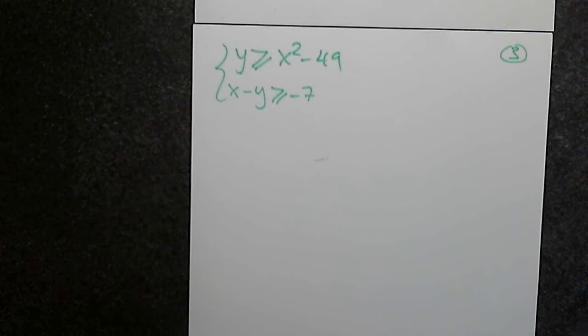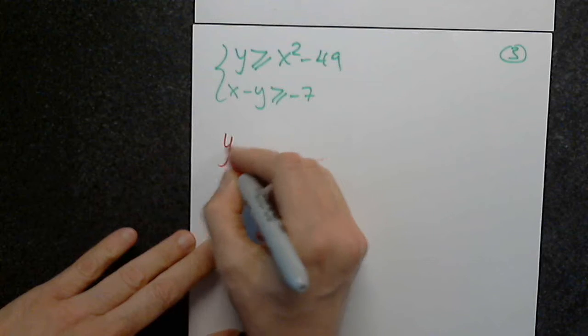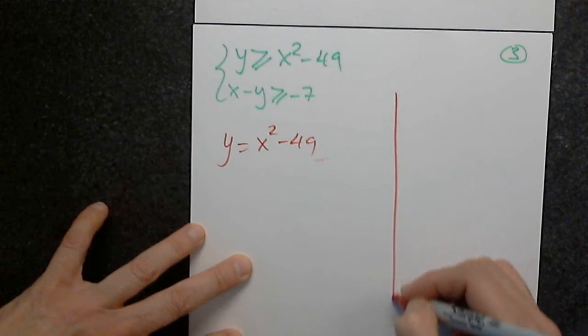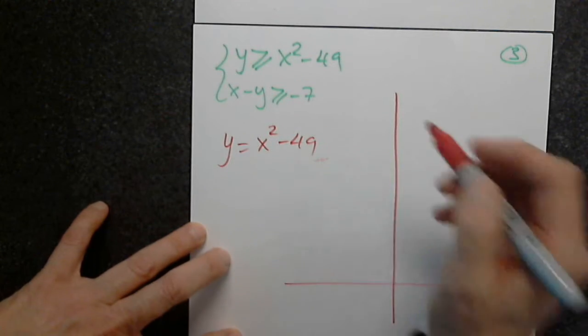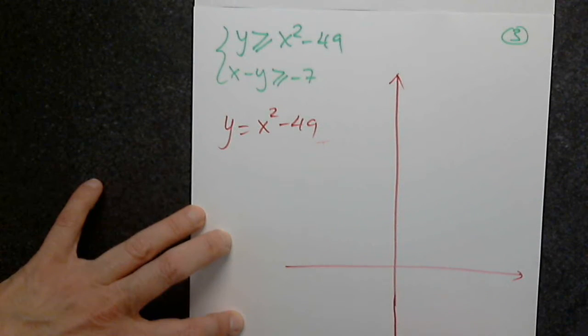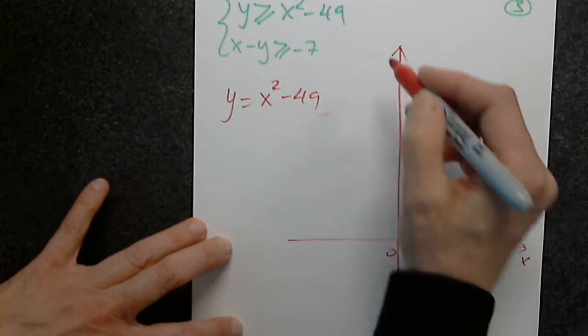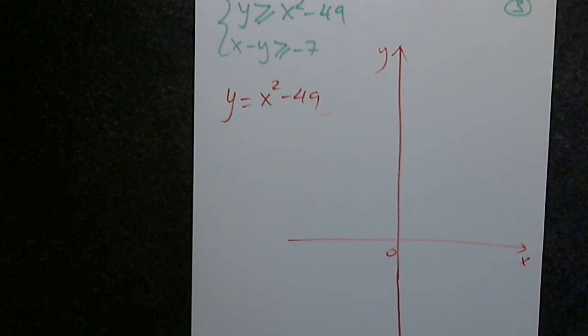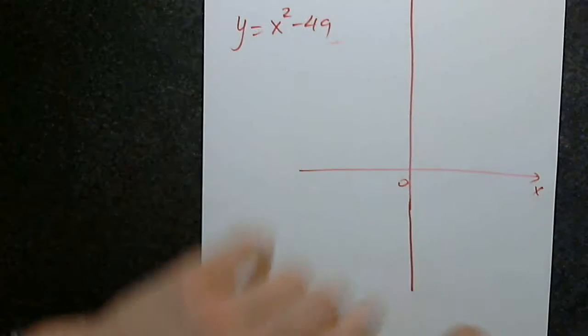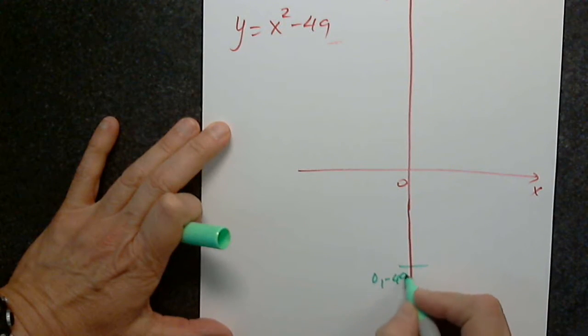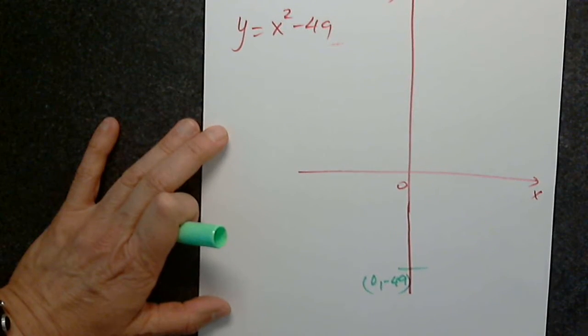So we have to graph the equation first. So y equals x squared minus 49. We graph this way too many times. How do I graph it? It's a quadratic, x squared, and then down how many? 49. Right. So let's say this is negative 49, so 0, comma, negative 49. Where does it cross the x-axis, though?